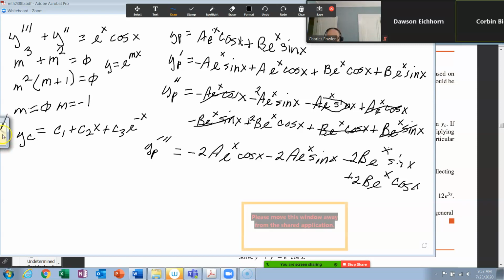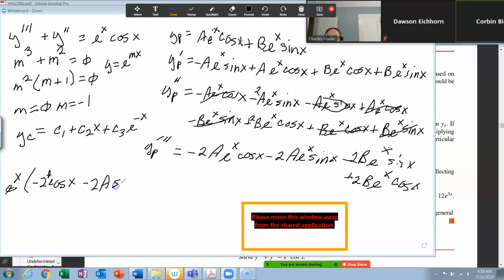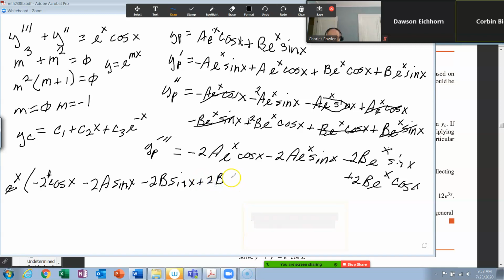So I'm going to come over here to the far left. Now let's factor out the e to the x, so I don't have to keep writing those things. Times a minus 2a cosine x, I've left off the a, minus 2a sine x, minus 2b sine x, plus 2b cosine x.